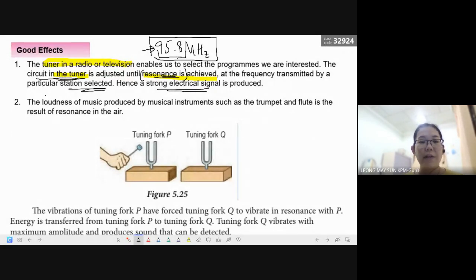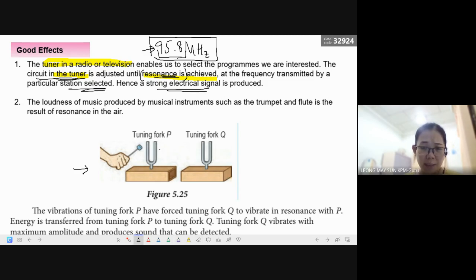The second good effect is the loudness of the music produced by musical instruments such as the trumpet and the flute, which is actually a result of resonance in the air. Okay, this one I'm not going to emphasize much. I'm going to talk about this example that is inside the textbook. All right, this example comes from the textbook.